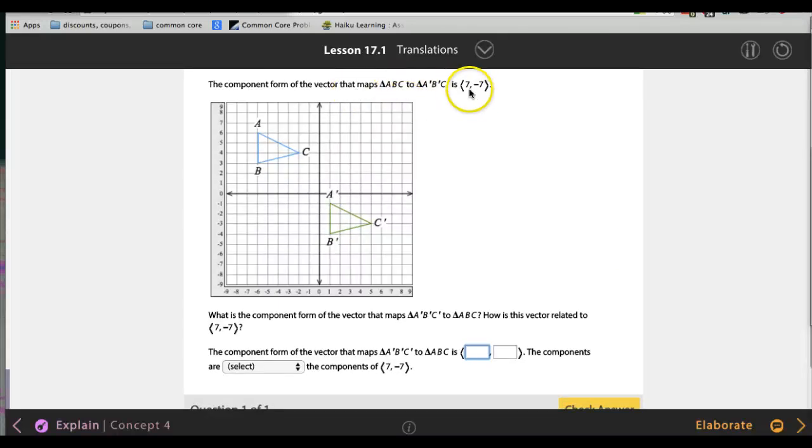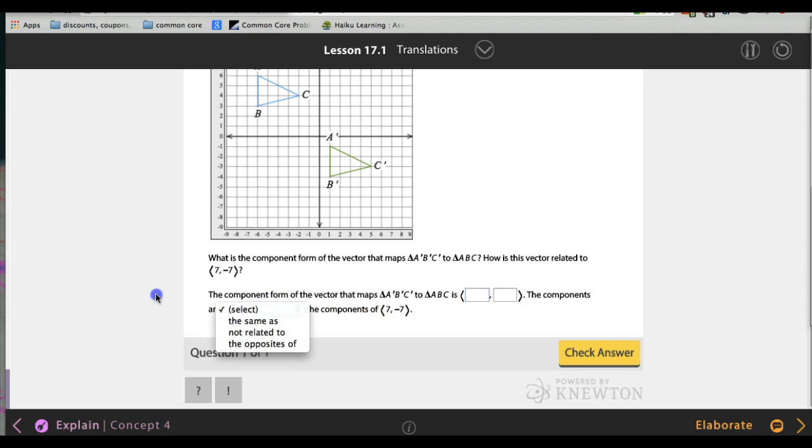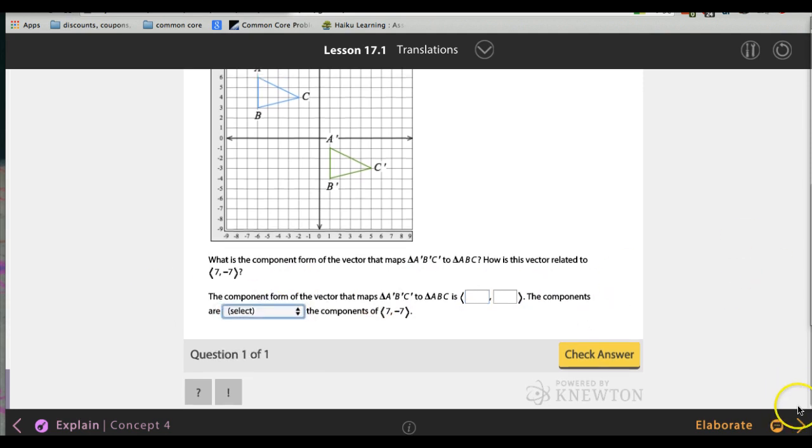Alright, so you can go ahead and work on this on your own. It tells you what the component form is. That means you have to go to the right by 7 and go down by 7. Let's see. 1, 2, 3, 4, 5, 6, 7. 1, 2, 3, 4, 5, 6, 7. Yeah, that's correct. Okay, so how is the vector related? Well, you can see right here. Okay, so make sure you work on this on your own. Very easy stuff. Now let's move on to 17.2.